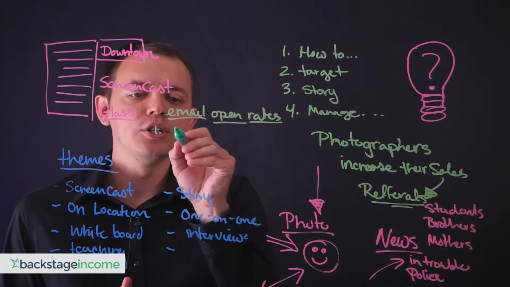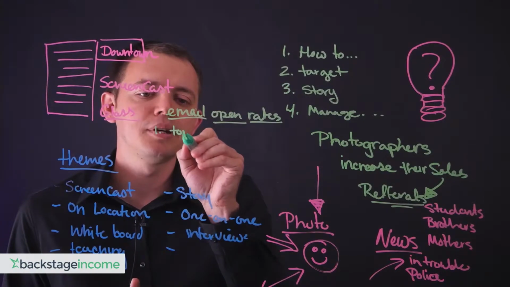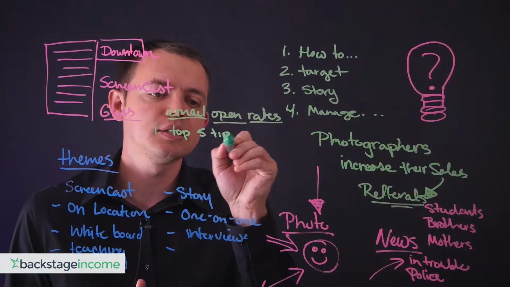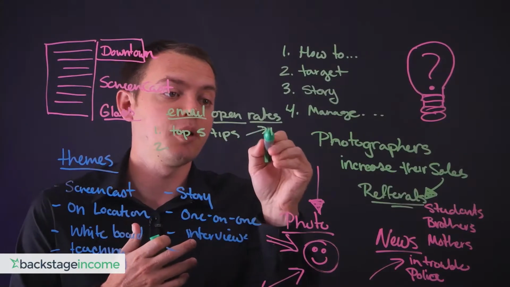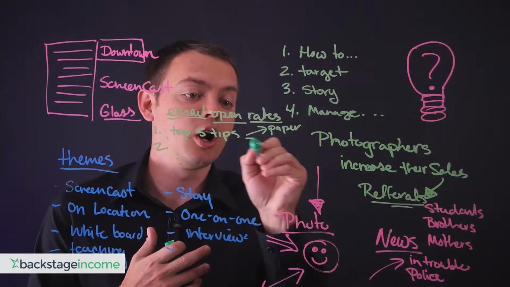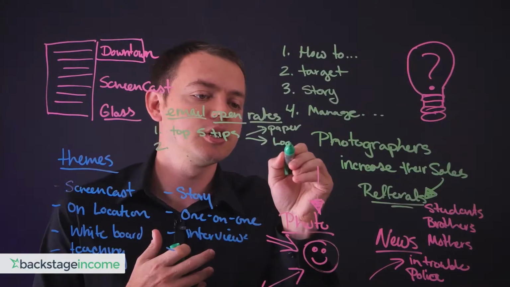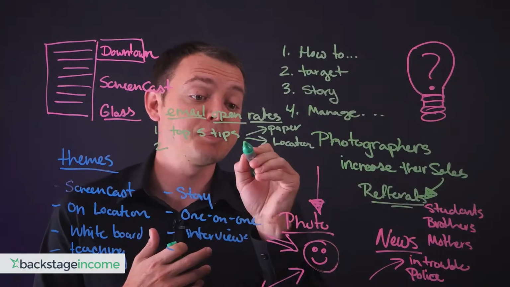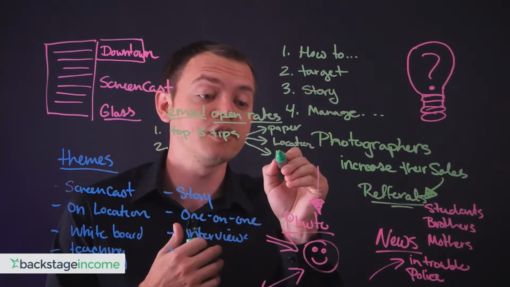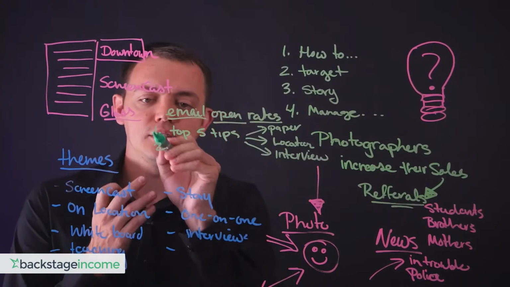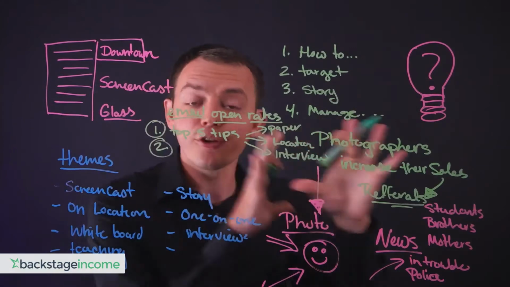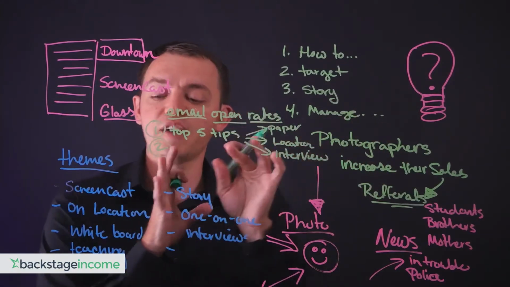Well, number one, you could do a top 5 tips list, right? You could do that top 5 tips list on paper. You could do it on scene, location. You could do the tips from somebody you interview. What are their top 5 tips? Okay, so that's just the first one. And we got 3 versions of just the 5 tips.